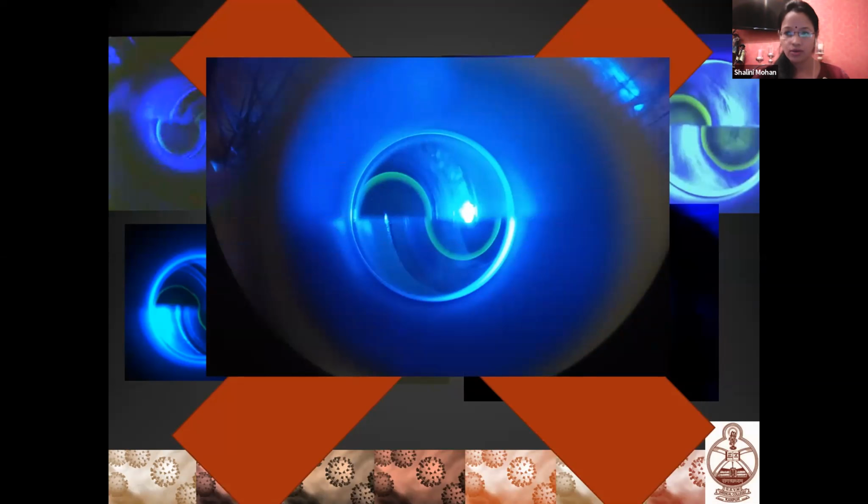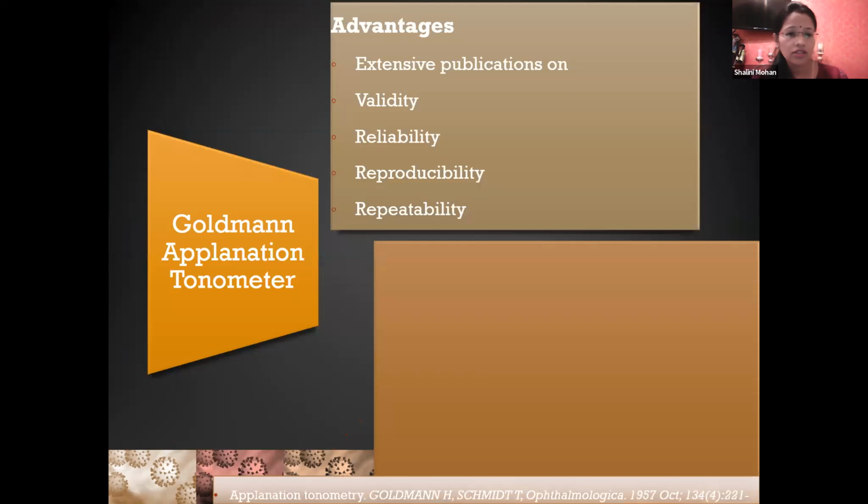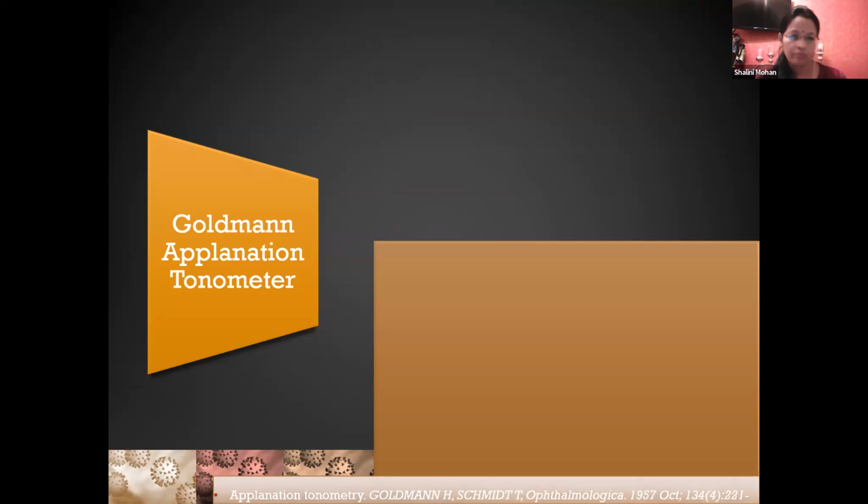Gradually, as you start doing it regularly, you can easily identify what is right and what is wrong. So what are the advantages of the Goldmann applanation tonometer? Its validity, reliability, reproducibility, and repeatability are extensively published, and that way we believe, and everywhere it is still considered the gold standard technique for measuring intraocular pressure.